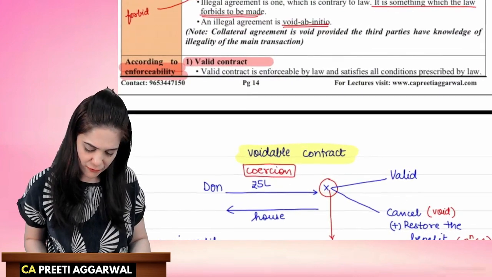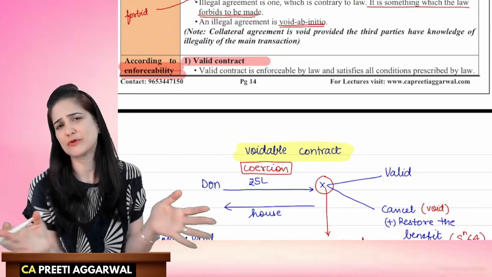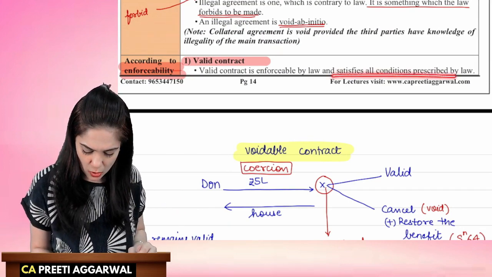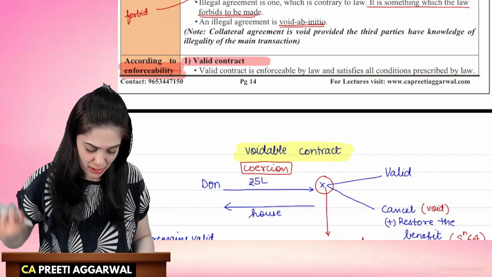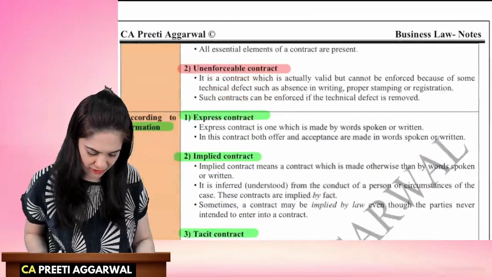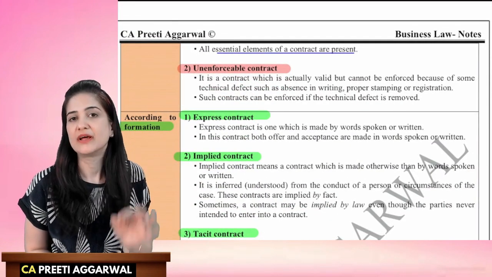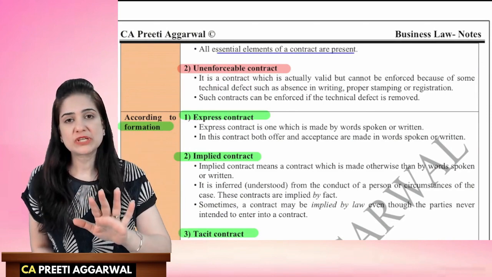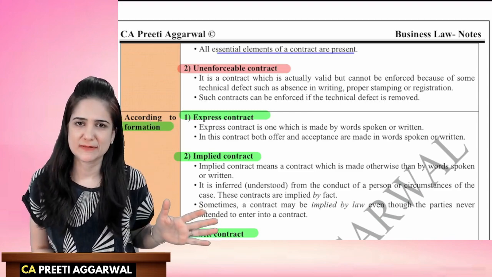Now, according to enforceability, contracts may be either a valid contract or an unenforceable contract. Valid contract is a contract which satisfies all the conditions prescribed by law. All the essential elements are present. It is enforceable by law. Then what is an unenforceable contract? See, unenforceable contract means it has all the elements except legal formalities.